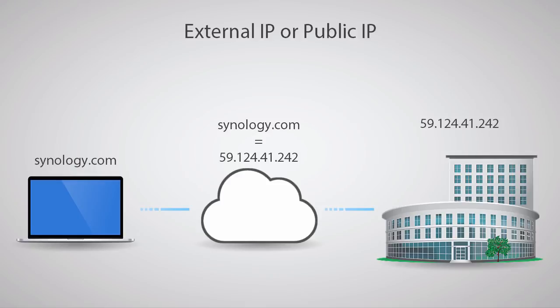In this example, we have a computer making a request to access Synology.com. One part of fulfilling this request that happens invisibly to most users is that Synology.com must be resolved to an IP address. This process is called DNS resolution. In this case, the resolved IP address is the public IP address of a Synology data center. Entering either Synology.com or the IP address shown will bring up the Synology website.